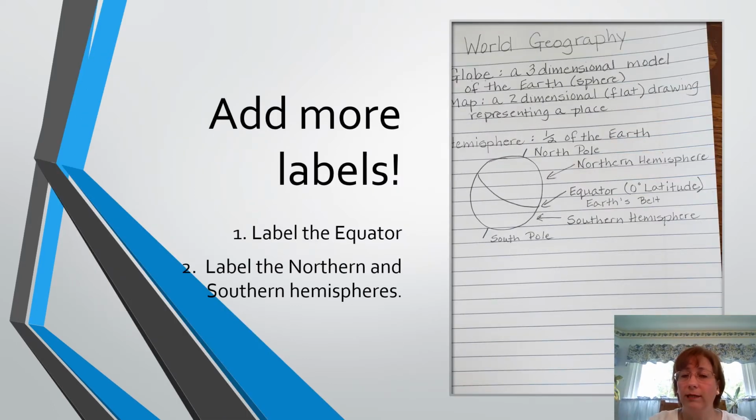Now let's add some more labels. Let's label that equator. It is 0 degrees latitude, and we can also call it Earth's belt. Then label the northern hemisphere and the southern hemisphere. Be sure to draw little arrows so you know what label goes with what section.